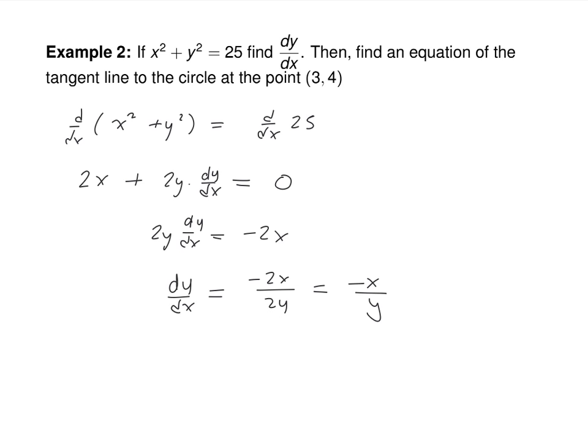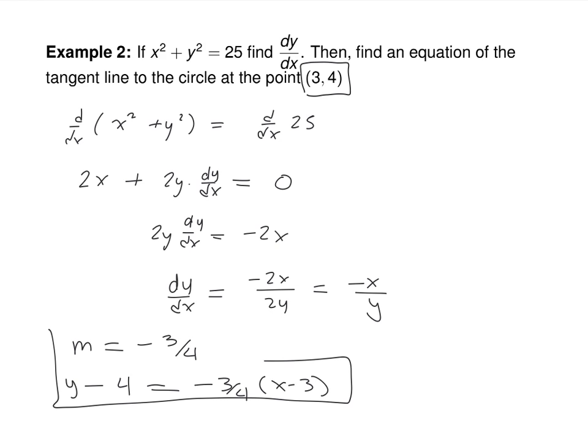So we're asked to find an equation of the tangent line at the point (3, 4). So how would you find the m? Plug 3 in for x and 4 in for y. So the m is negative 3/4. And the equation is y minus 4 equals negative 3/4 times (x minus 3). And I just think that you guys can do arithmetic well enough that we'll just leave it like that.